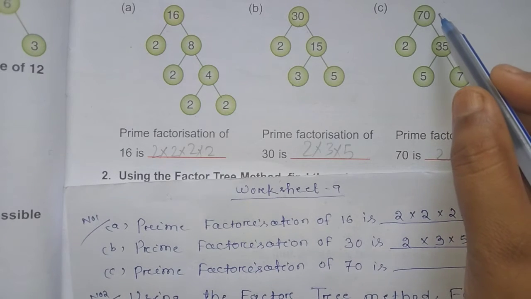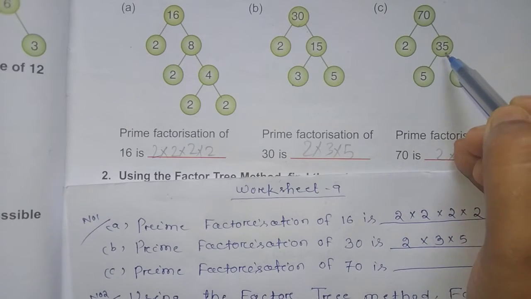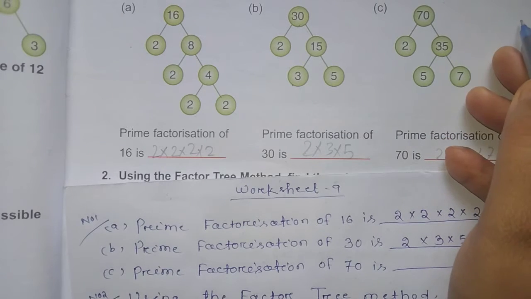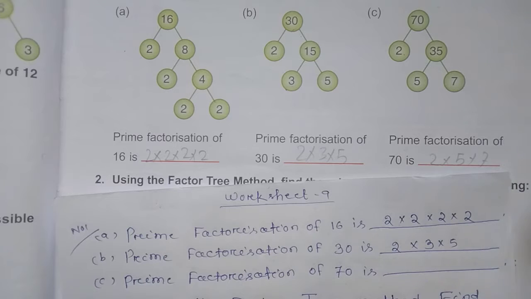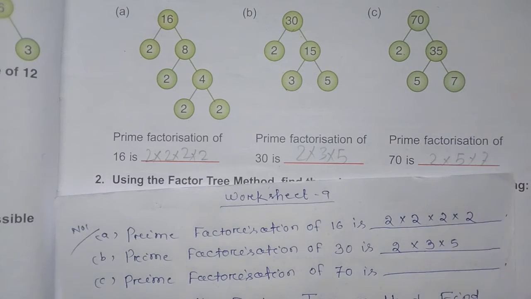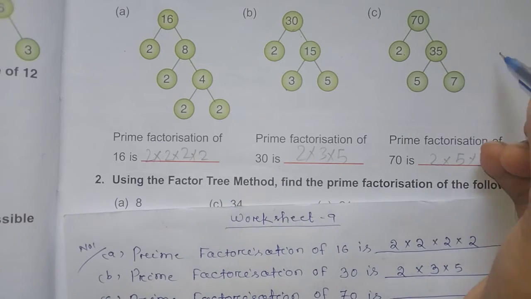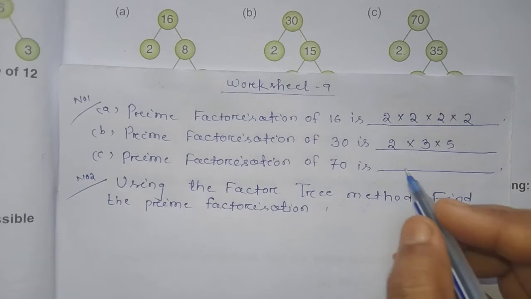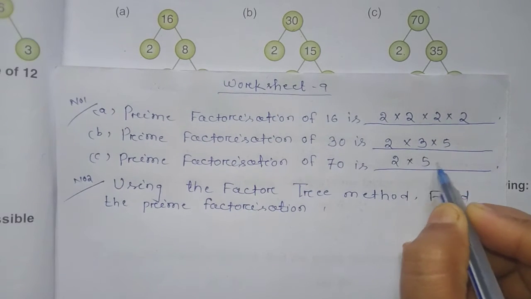Then C, 70. We can break 70 into two factors, that is 2 and 35. Here 2 is a prime number but 35 is a composite number. We can again break 35 into prime numbers 5 and 7. So prime factorization of 70 is 2 into 5 into 7.